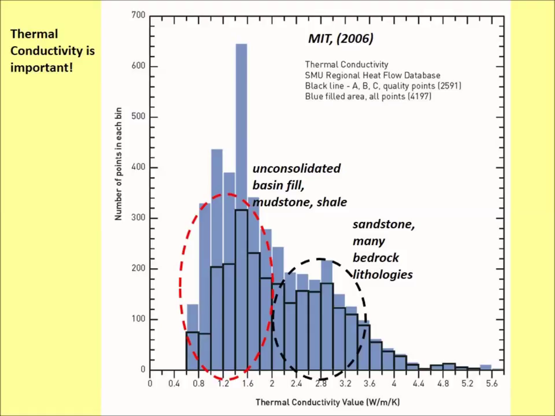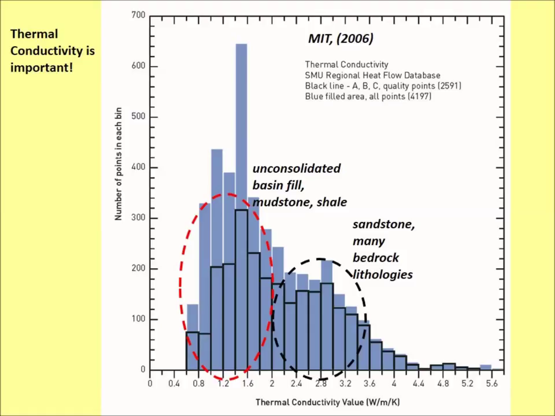The result is that unconsolidated rocks act as a thermal blanket, which can bump up your temperature in the underlying bedrock and can be the difference between the temperature that you want being prospective or being too cool for a given thermal regime.